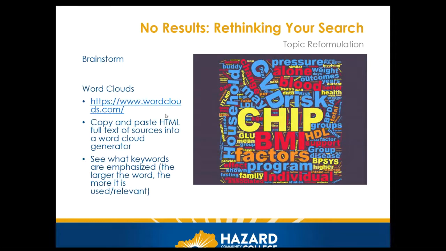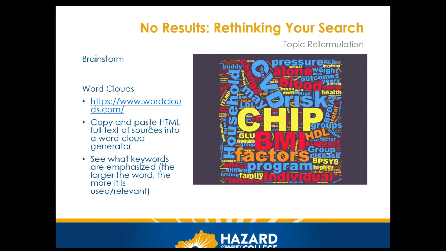Word clouds, this is another software type resource. There is a free one available, wordclouds.com. Essentially, you would just copy and paste either an abstract of an article that you're interested in using, or if you have an article that you're kind of clinging on to, you can take the full text of that, preferably from the HTML, because you want there to not be any weird formatting in it.